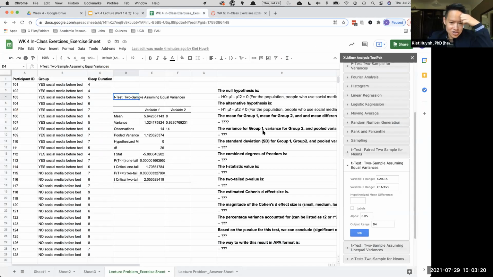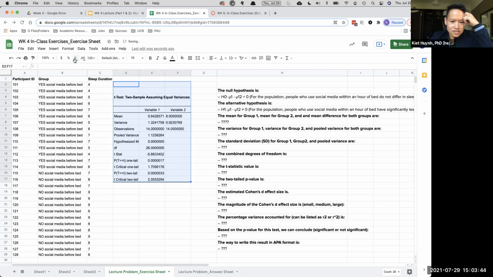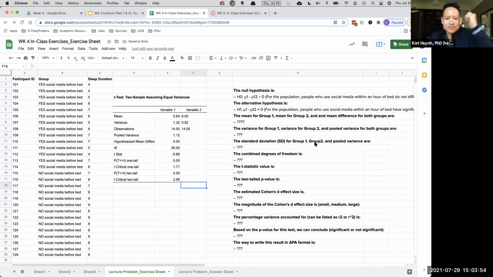Okay, so we ran the tests, we ran the t-test. That's basically what we did. And then when we ran the t-test, it gave us this table for our results. It's bold. And I'm going to have you put your results in terms of 2 decimal places, so use these buttons to reduce the number of decimal places. Okay, that's good. So now we can use this table to answer our questions here.